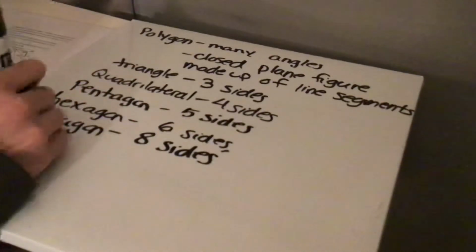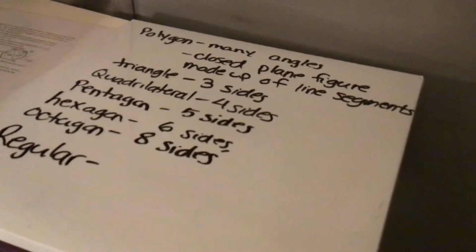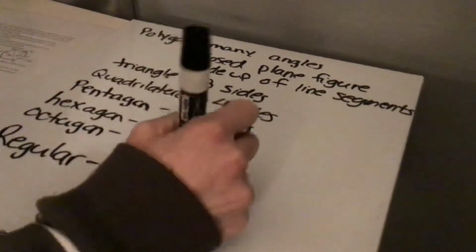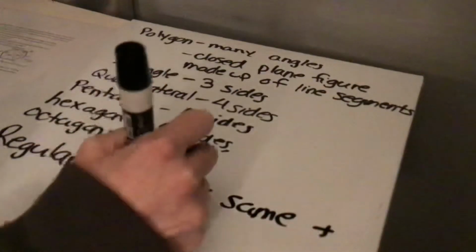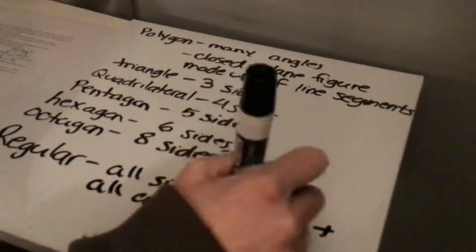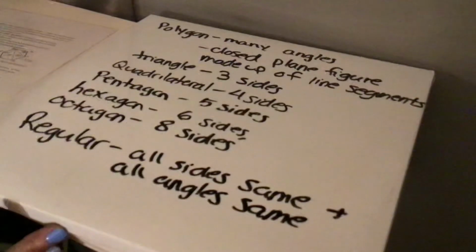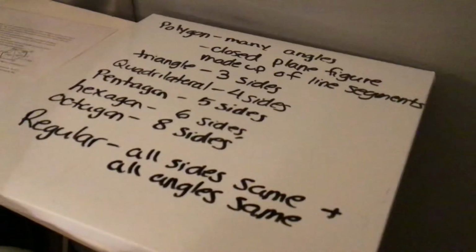A polygon is regular if all of its sides are the same and all of its angles are the same. Okay, so that last triangle we did in 11.4, that was all angles were 60 degrees and all sides were 8. That would be a regular triangle because all the sides were the same and all the angles were the same. Okay?